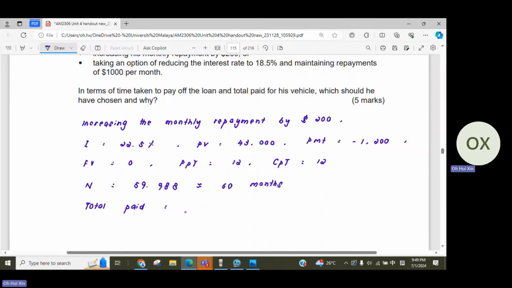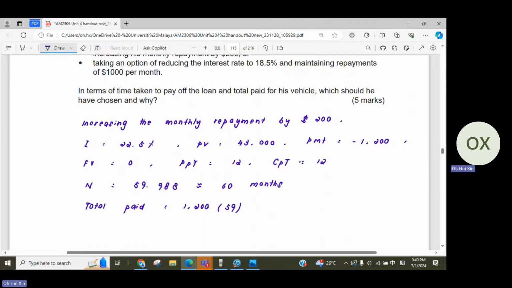So for the total pay, we start off with 1,200, and we are paying it for how much? We are paying it for 59 months. And remember, because this value is not exactly 60, that's where you get a final payment.